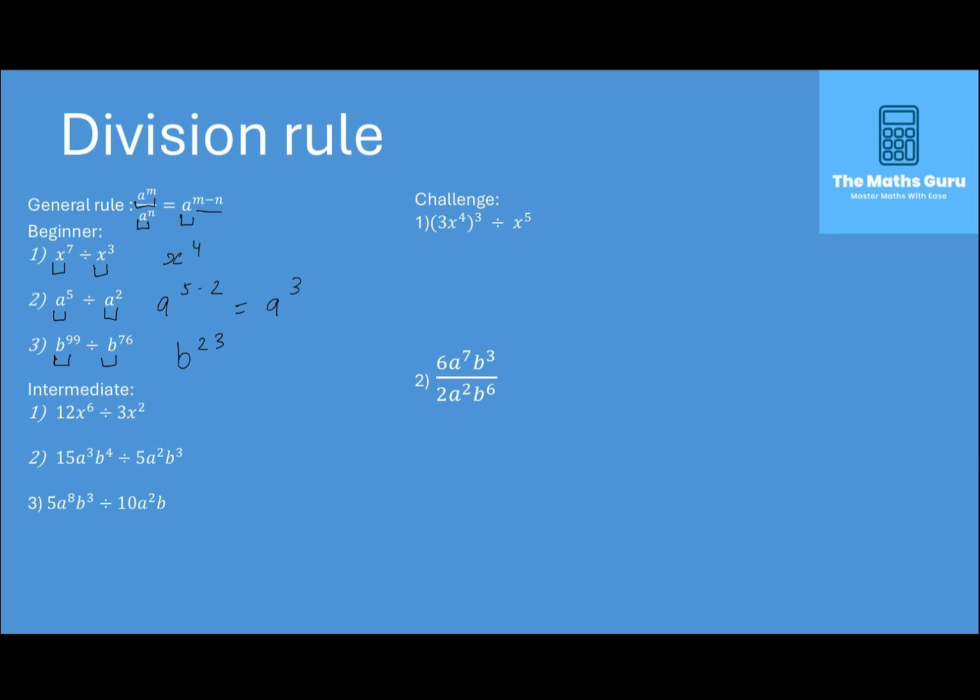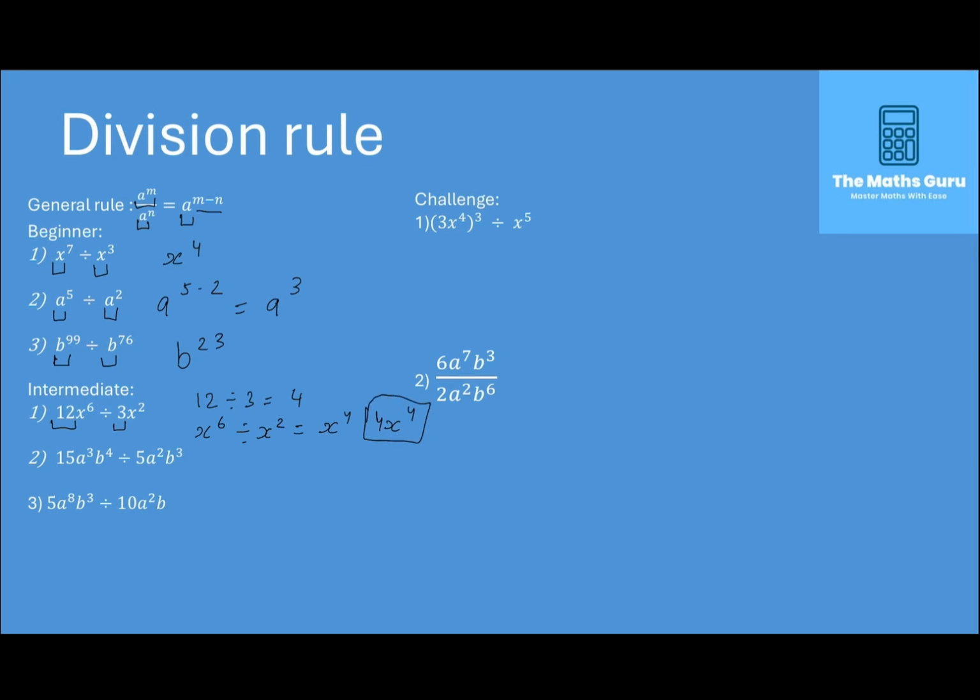Okay. Again, we're now going to follow on to the intermediate and see a similar sort of thing that we saw in the multiplication step, but obviously this one's division. So we treat the numbers first. 12 divided by 3 is equal to 4. x to the 6 divided by x squared is equal to x to the 4. So 4x to the 4 is our answer.